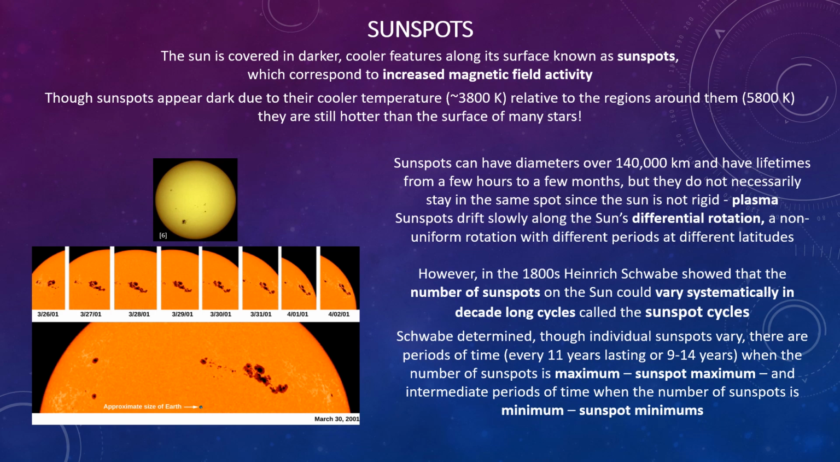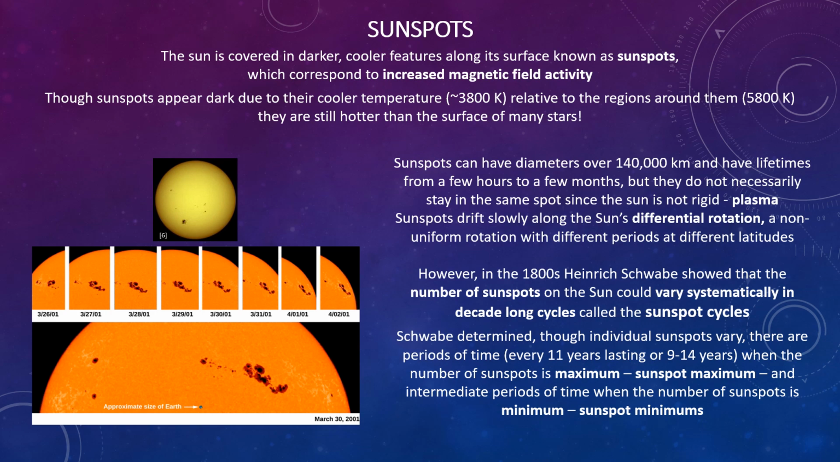So sunspots can have a diameter of over 140,000 kilometers, and their lifetimes vary from a few hours to several months. But they don't stay in the same place because the sun is not a rigid body. It's made of plasma, as we've talked about. And the sun rotates at different rates along different parts of it. So this is what we call differential rotation. And so sunspots at different parts of the sun rotate around at different speeds.